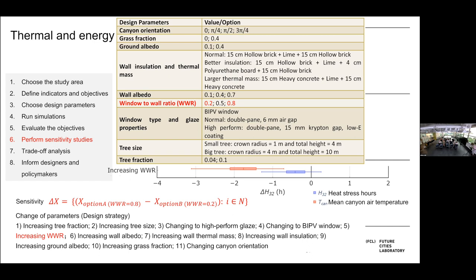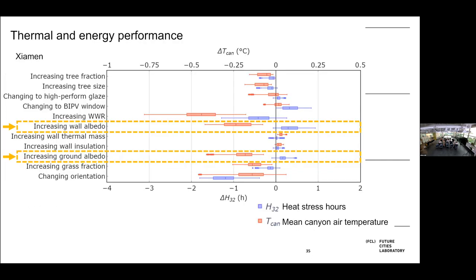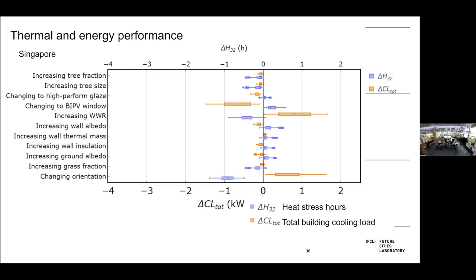Let's see the results. We can see that increasing the wall albedo and increasing the ground albedo strongly decrease the mean canyon air temperature. We can see from the red bar, it is always minus, on the left-hand side of the neutral axis. However, it does not mean a reduction of the heat stress hour, because the more we increase the albedo, the more shortwave solar radiation is reflected onto the body of people, which increases the heat stress hour. In Xiamen, this is the case. Then we look at Singapore.